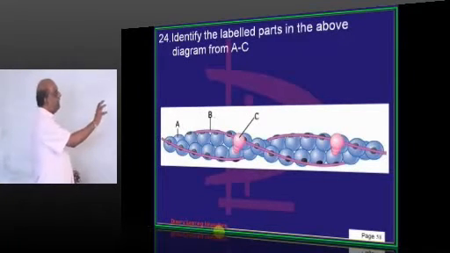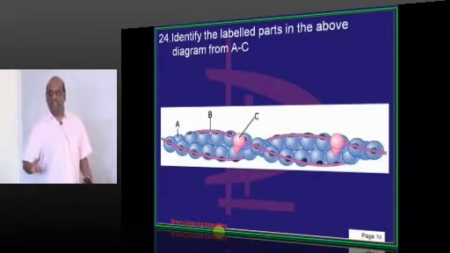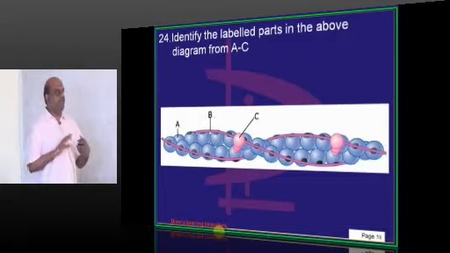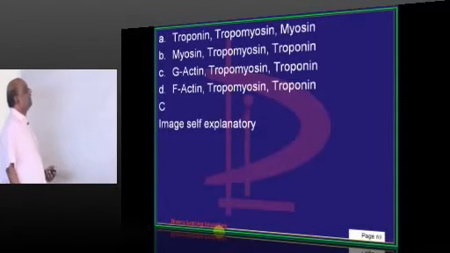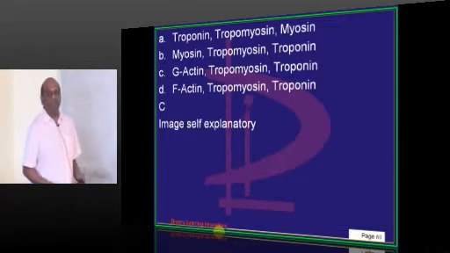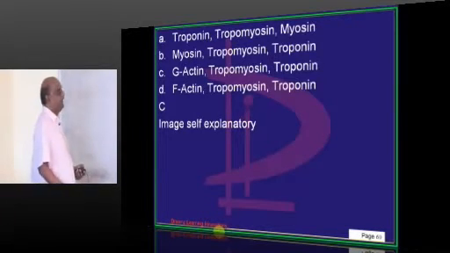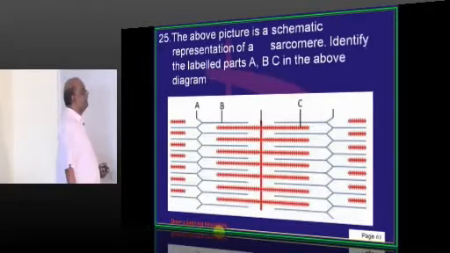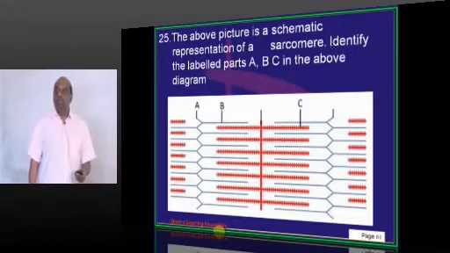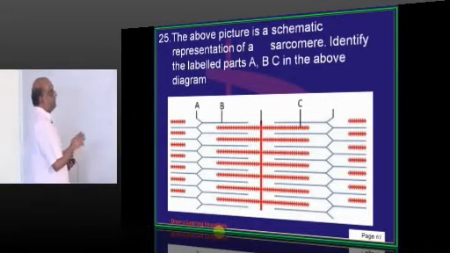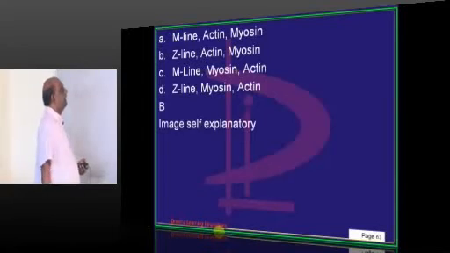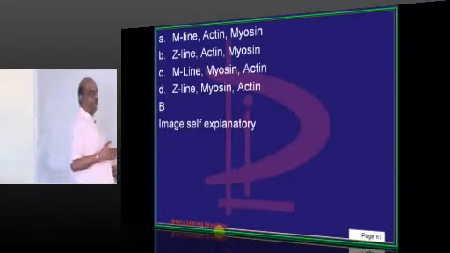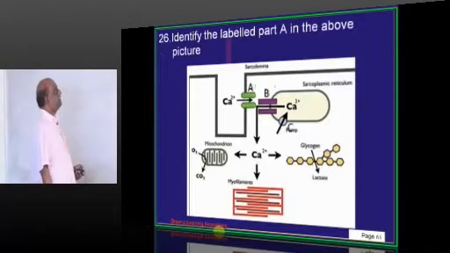Now, what are those labeled parts from A to C typically? Another very typical NEET PG question. It is actin, tropomyosin and troponin in that order where they are being labeled. This is a sarcomere. What are these labeled parts A, B and C? Very simple. Z-line, actin and myosin are the ones which are being shown.